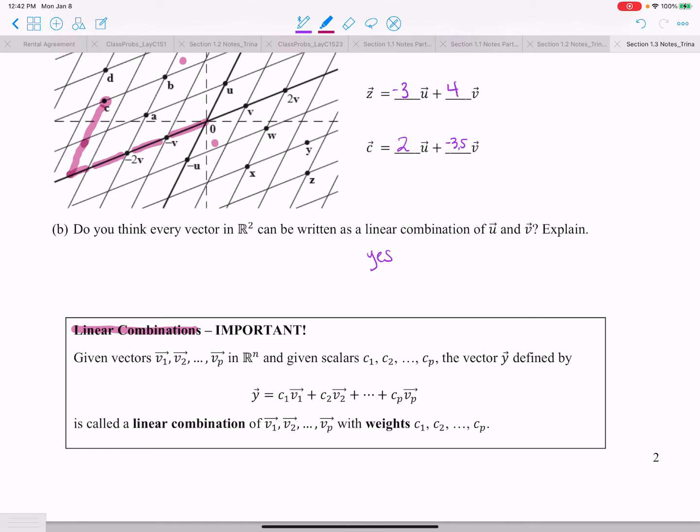So given a list of vectors, we're going to call them v1, v2, up to v sub p, and scalars. So these scalars, c's, are real numbers. The y is called a linear combination if it is some constant times the vector, plus some constant times the vector, plus some constant times the vector. So those c's are called weights. And again, y is a linear combination of the v's, and the weights are the c's.